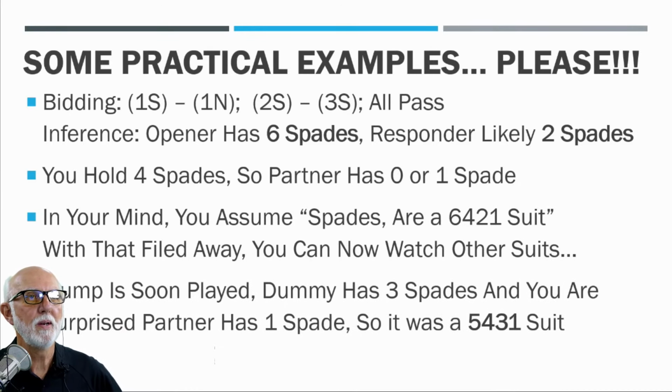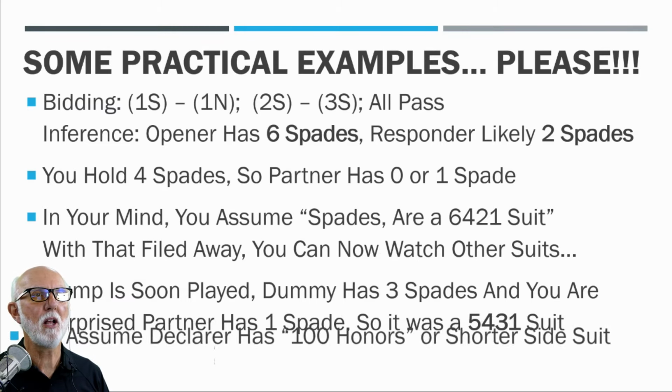So when trump is played and we take a look at the dummy and they had 3 spades, well, wait, why didn't they bid 2 spades? Well, they were probably playing forcing no trump, and they were going to do that and then sign off. But at any rate, those are good things to know. We are kind of surprised, actually, that partner did have a spade. And so it was a 5-4-3-1 from highest to lowest shape. So I hope that helps a little bit.